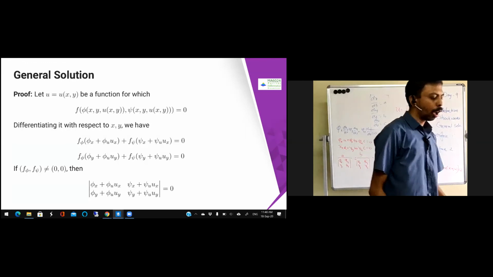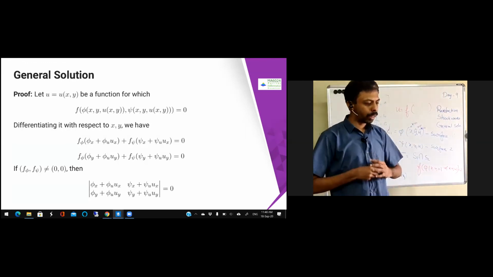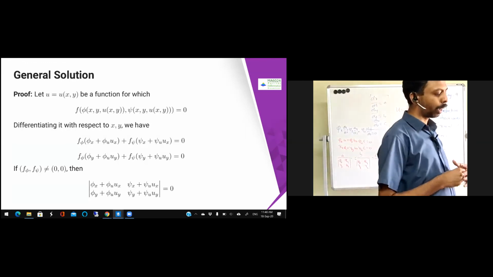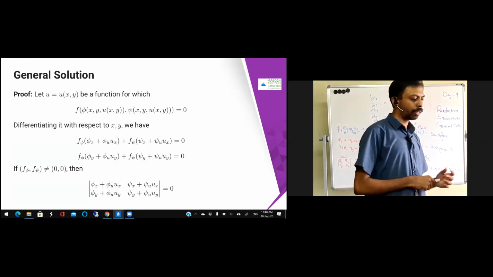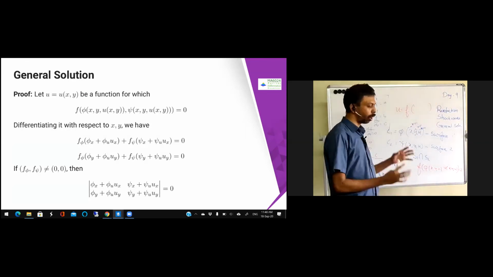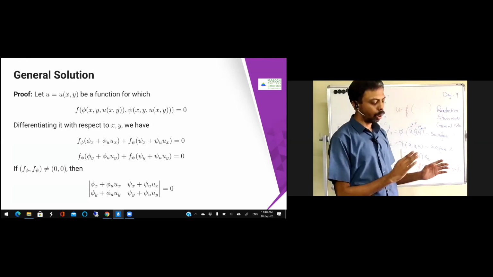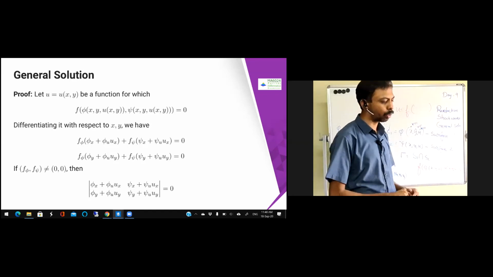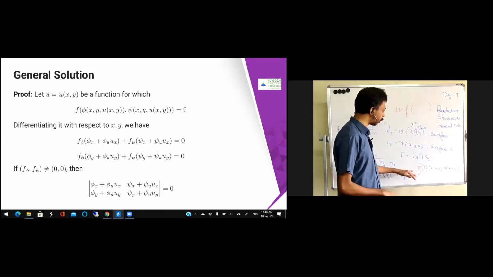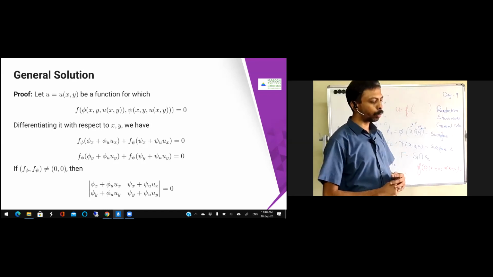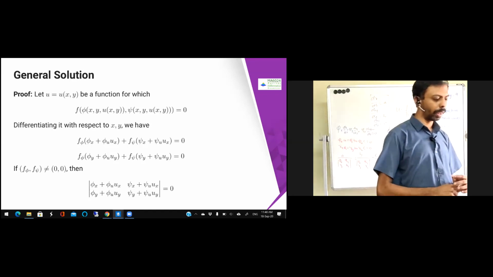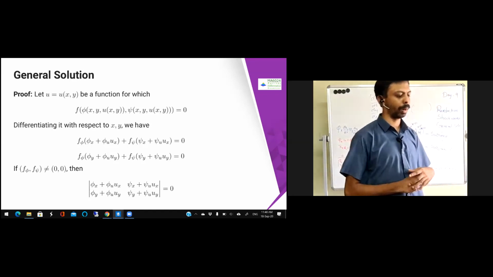Okay, fine. So how do you do that? Suppose u equal to f(x, y) is a function for which it is given. So we just try to prove two ways: one is the "if" part and the other is the "only if" part. So we just assume that u is a function which is satisfying this one. Then what we need to prove is that those two are functionally independent.